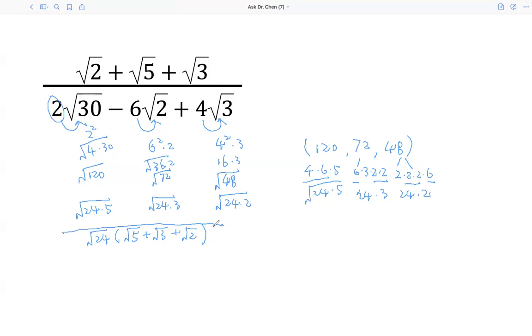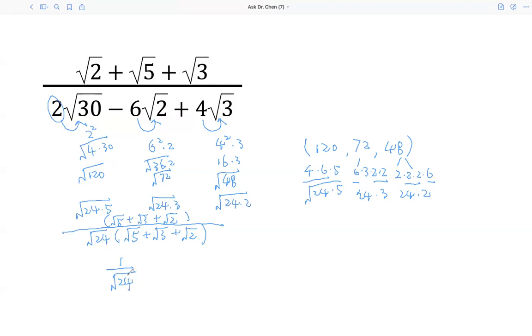Do you see this? This is the denominator. In the numerator, we have square root of 5 plus square root of 3 plus square root of 2. I'm treating this as one thing. The numerator has this, and the denominator has this same factor, so those 2 cancel to be 1. Something divided by itself. So I'm left with 1 over square root of 24.